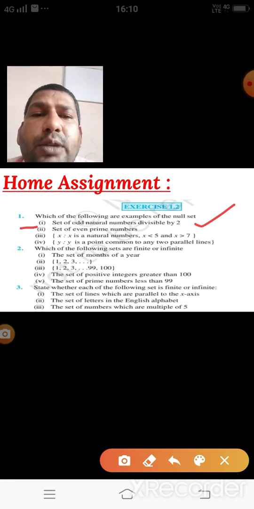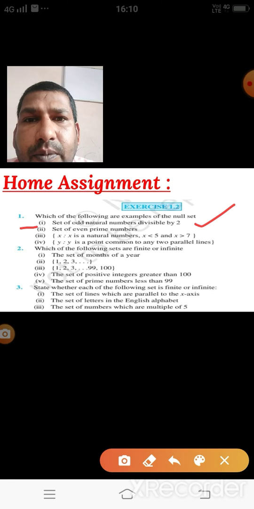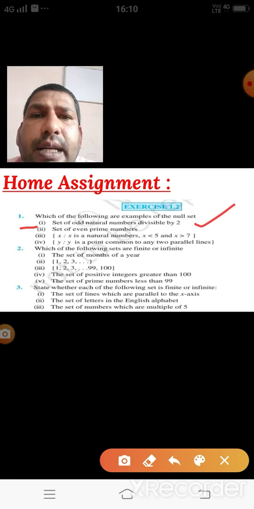For example, the first one I am taking here: set of odd natural numbers divisible by 2. What we know, the natural numbers which are divisible by 2 we call even numbers. It means that yes, this is a null set. Then you have to write, first one is null set.